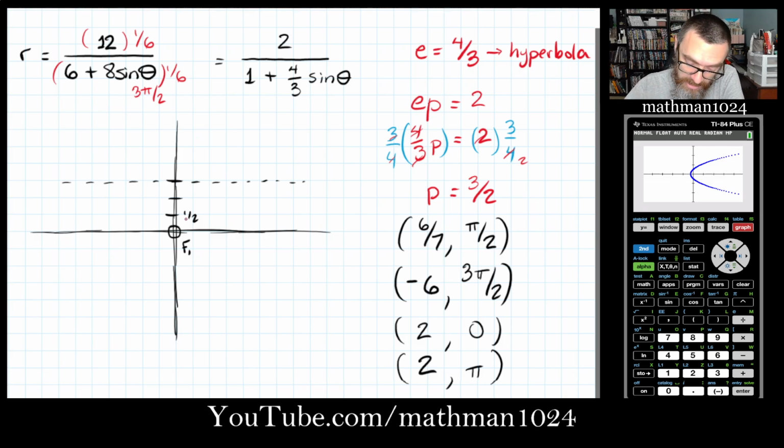Gotta make sure I remember how I did this. So 2 units is going to be over here. And when I'm over here at pi, it's also going to be 2 units. When I'm facing straight up, it's going to be 6/7, so somewhere right about here. And when I'm facing down at 3 pi over 2, I'm actually going to be backwards 6 units. So that's going to tick me off the grid a little bit.